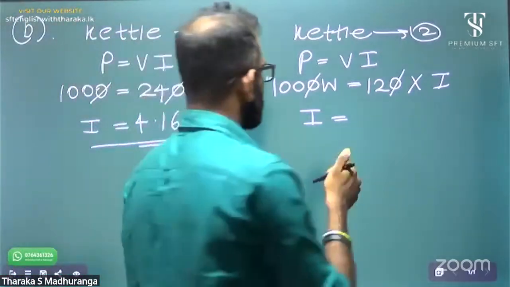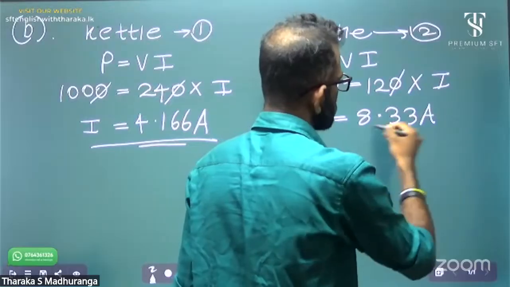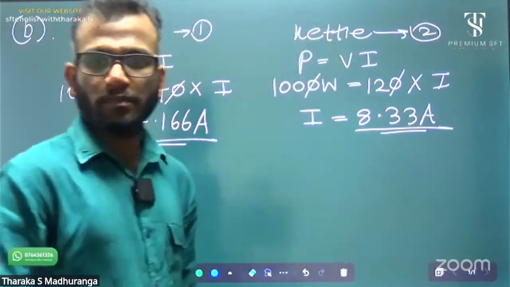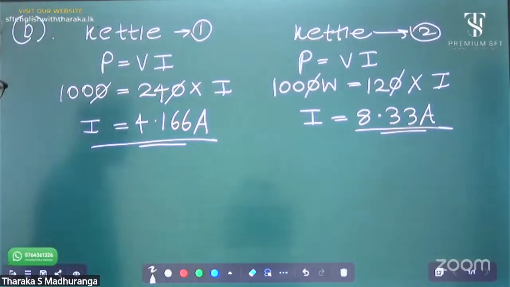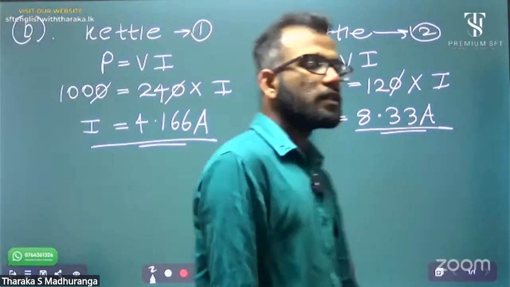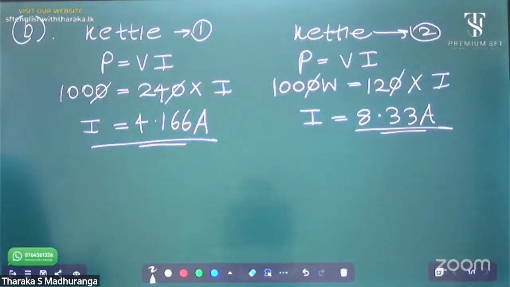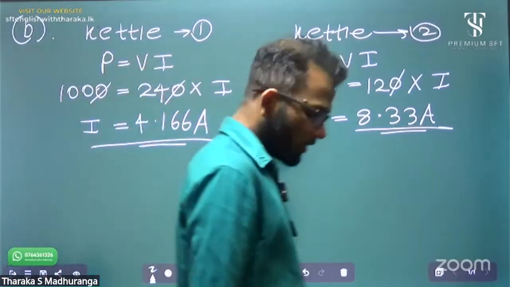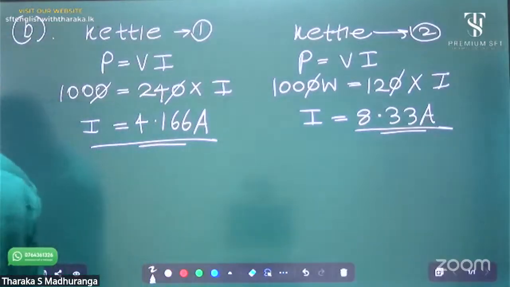Eight point three three? Yes, 8.33 ampere. Okay, they are the current flow in two kettles. Very simple. They are the exam questions. You only need to know the basic concept, then you can apply.